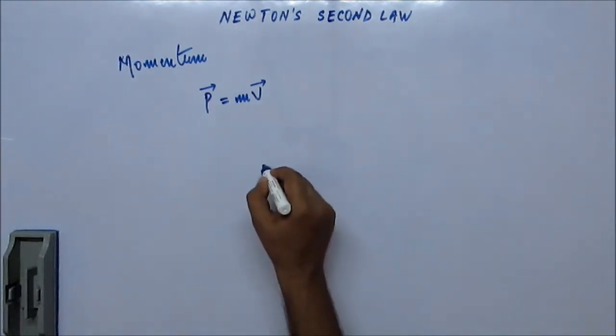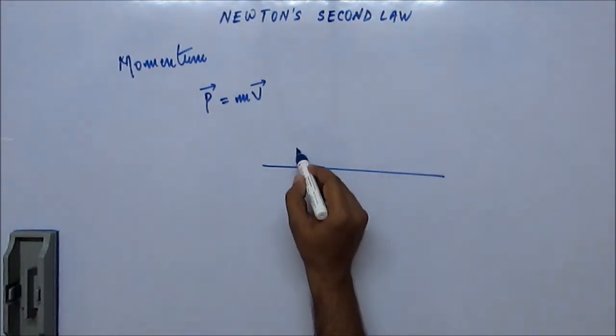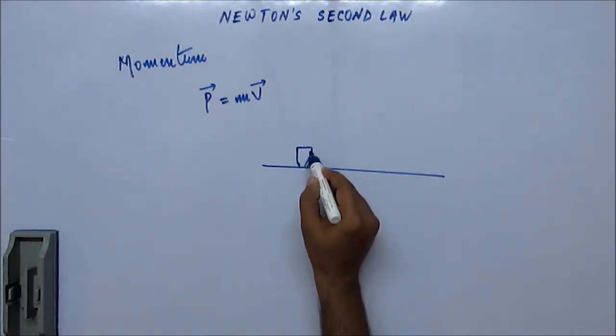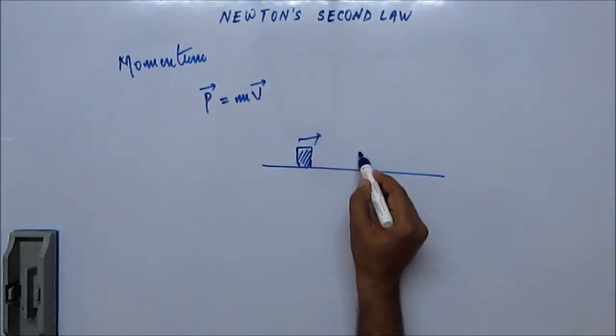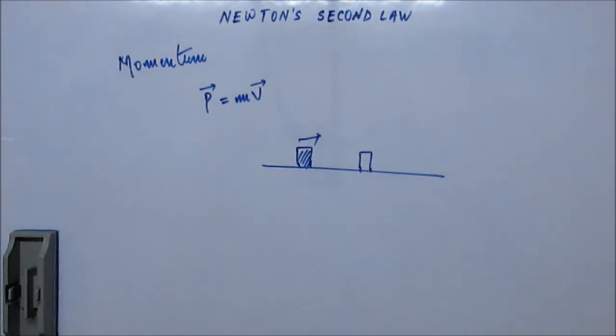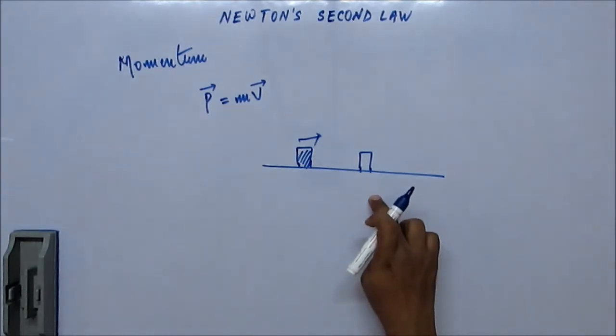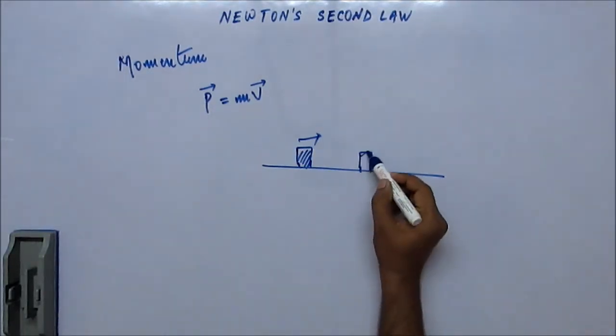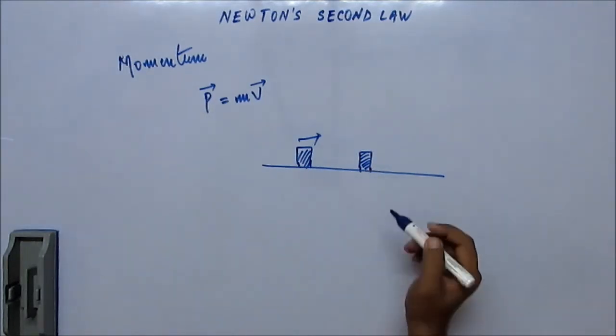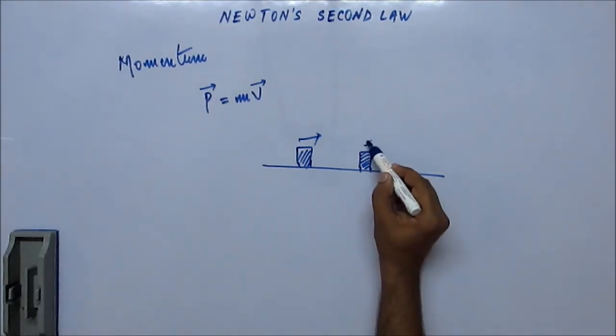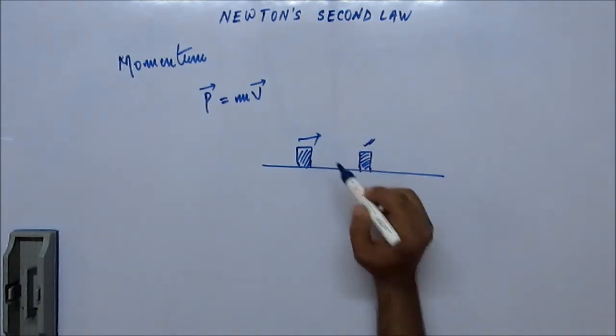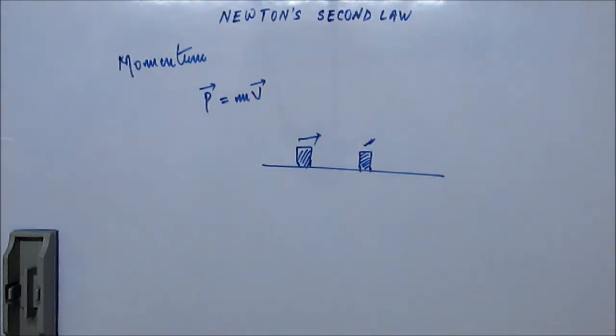And just to give you a little idea about it, suppose there's a block kept on a surface. This block is moving with certain velocity. On its way, there's another block which is at rest. Now, when this block collides with that block, that block is going to gain some velocity. We all know that. But the velocity gained by this block depends on the mass of this block and the velocity of this block.